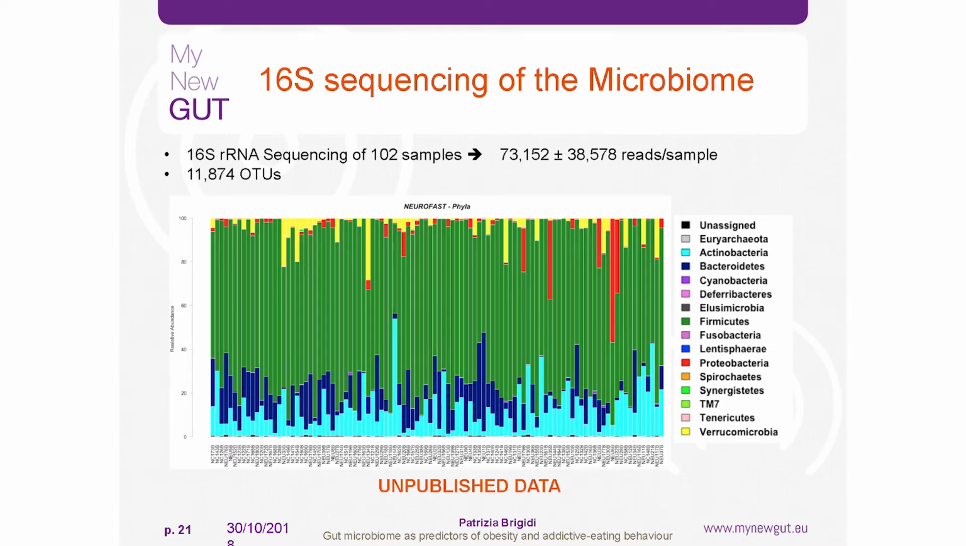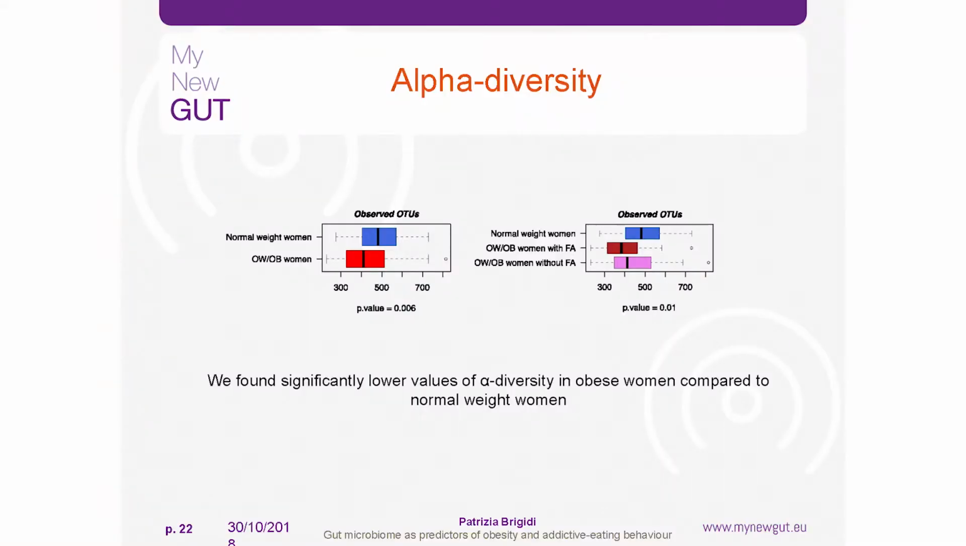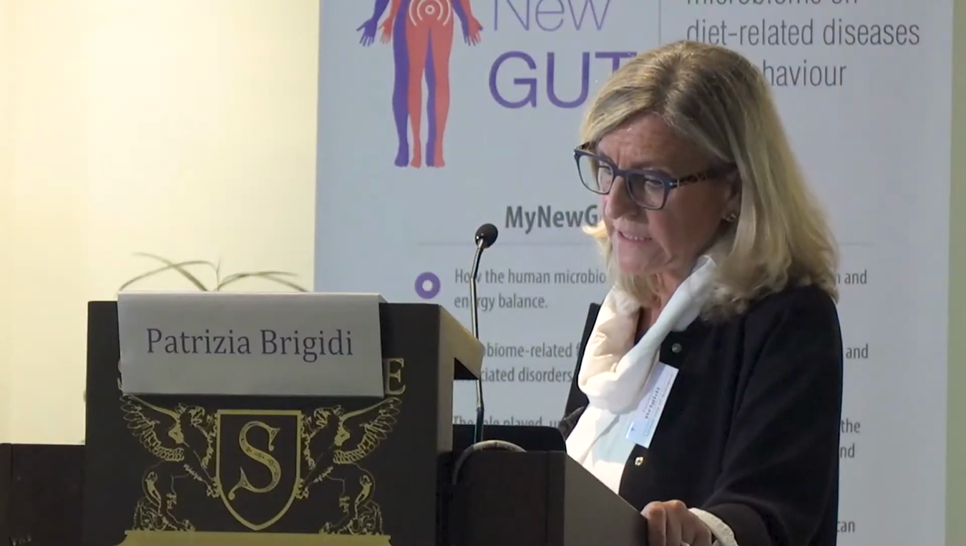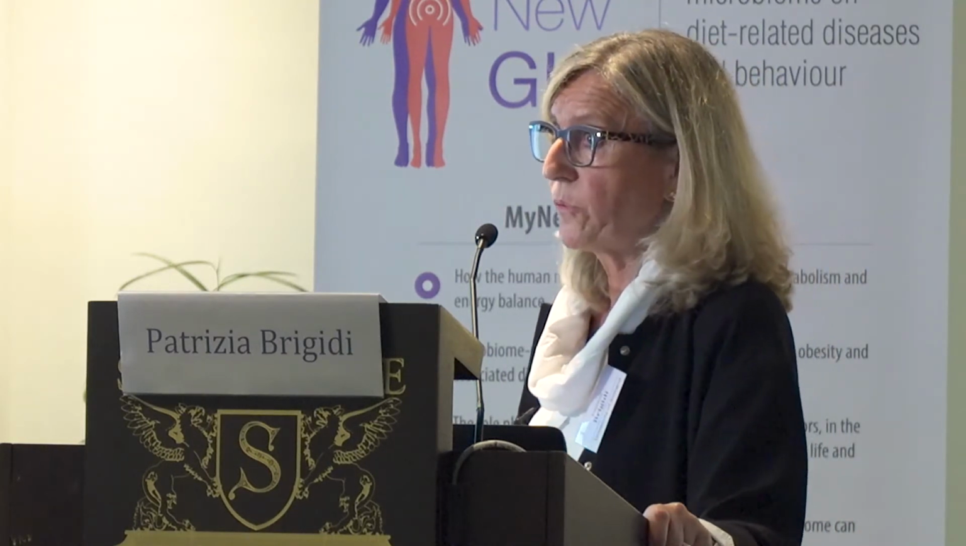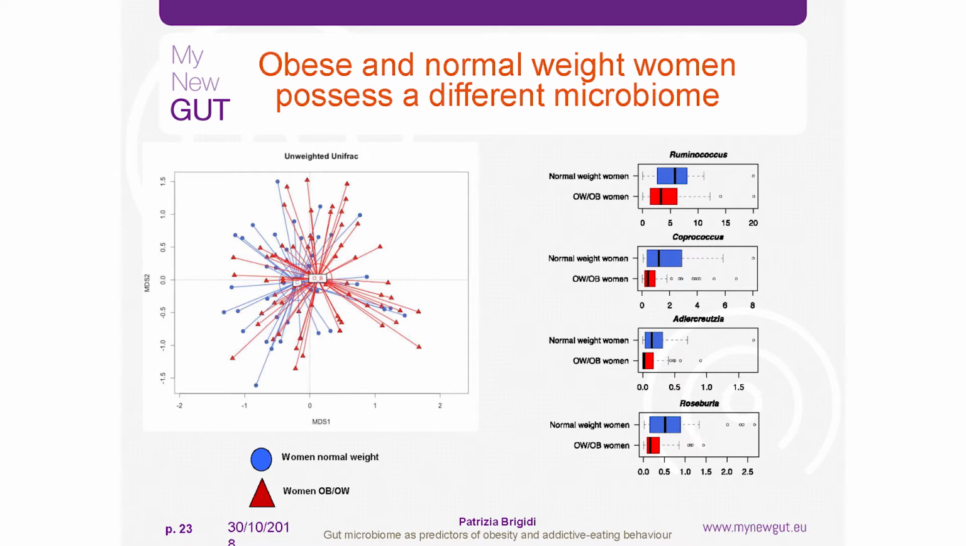We could demonstrate once again, by analyzing the 16S ribosomal DNA, that there was a huge variation in the gut microbiota profile of the subjects. But what was interesting was the data related to alpha diversity, because we found significantly lower alpha biodiversity in obese women when compared to the normal weight women. And we could also identify some microbial groups which were more abundant in the normal weight women with respect to the obese women, and these include Ruminococcus, Coprococcus, and Roseburia.